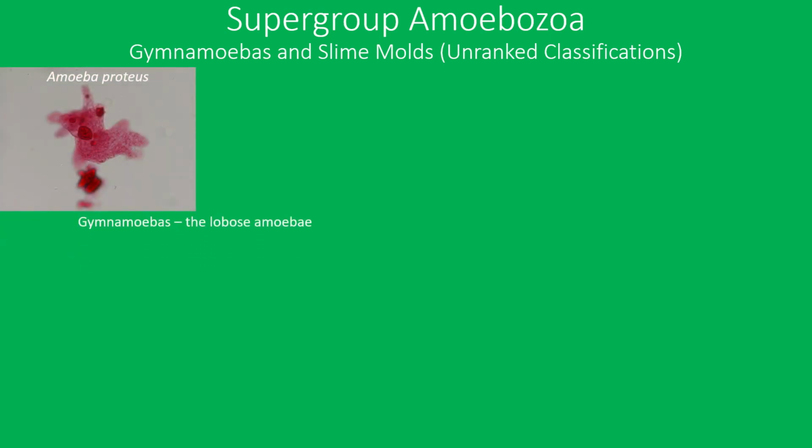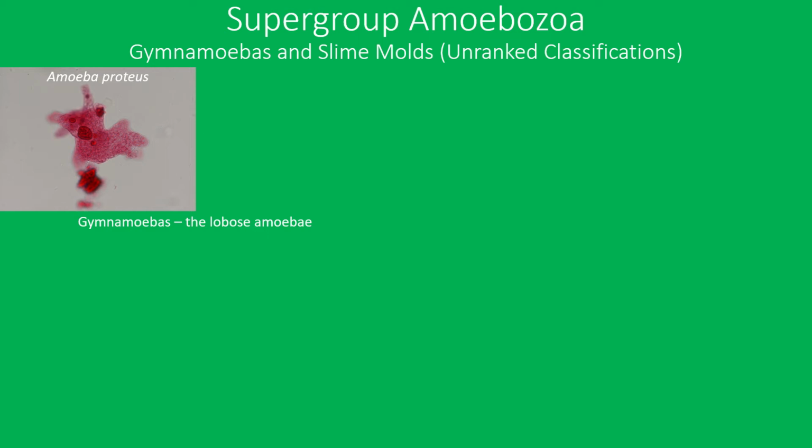The next supergroup is supergroup Amoebozoa. Amoebozoans are either single-celled or have multicellular stages in their life. They also have pseudopodia for movement and feeding. Group Gymnamoeba are also known as the lobose amoeba. These are what you think of when you think of amoebas. They move by pseudopodia and form protective shells called tests during times of stress.